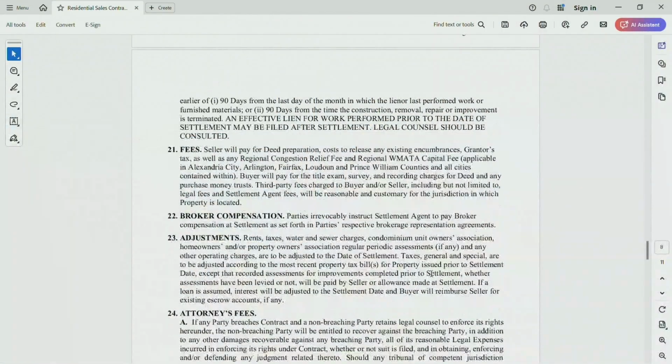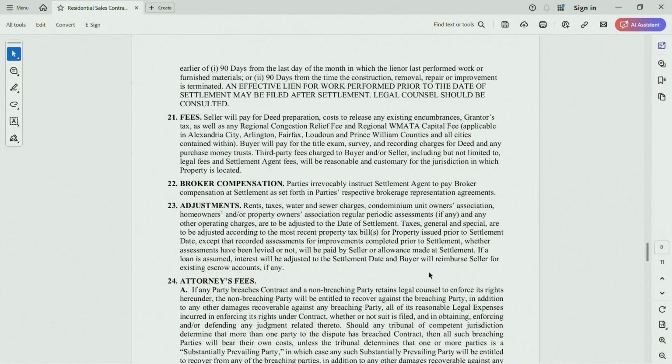Paragraph 21 is fees. This just kind of outlines to our buyer and seller what fees they may incur in this transaction. Congestion relief, grantor's tax, those type of things, any county local taxes, who's responsible for those fees, and what are outlined in paragraph 21. Sometimes your buyer is always asking, how much is it going to cost? How is this all going to affect me?